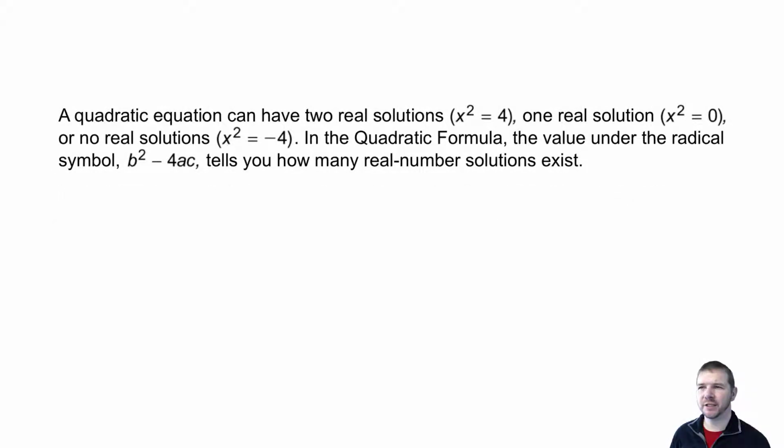A quadratic equation can have two real solutions, as in the case of x squared equals 4, one real solution, as in the case of x squared equals 0, or no real solutions, as in the case of x squared equals negative 4. In the quadratic formula, the value under the radical symbol, that's the b squared minus 4ac expression, tells you how many real number solutions exist.